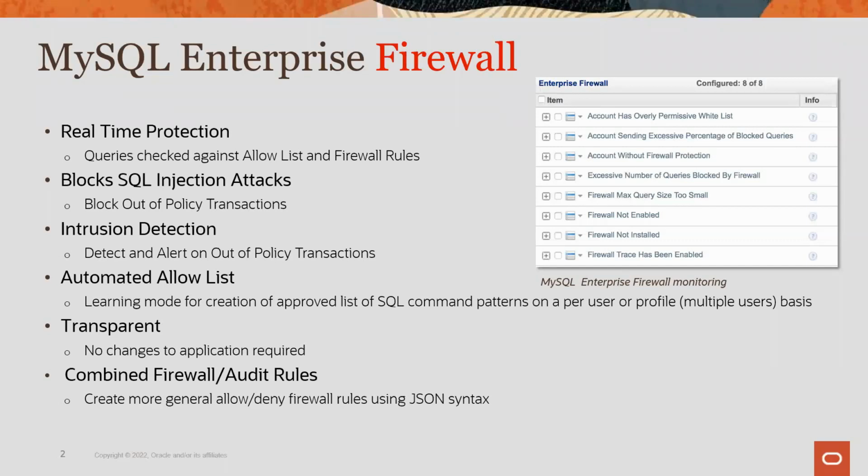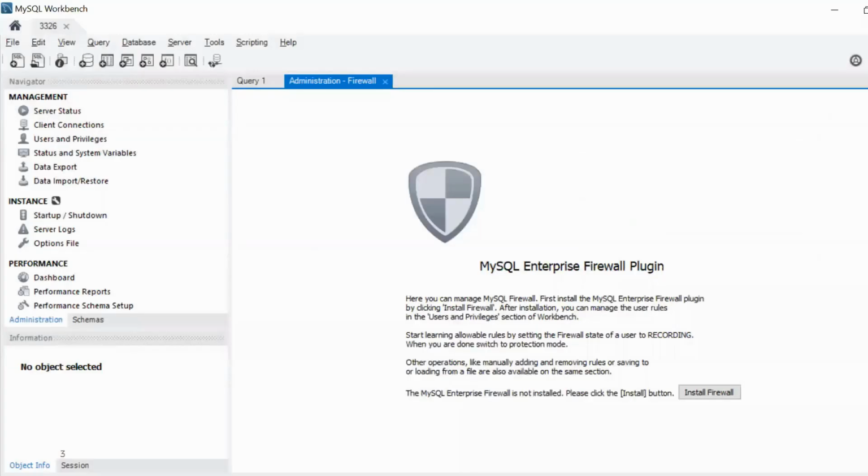It blocks suspicious activities. Interestingly, it automatically learns the allow list, which is a lot of effort when putting in place a firewall. It is transparent for the application, so no changes to the application are required in order to enable this in your infrastructure. So here, of course, the Enterprise Edition firewall can be enabled in a variety of ways. Here is the simplest example of how to install it using the MySQL Workbench.